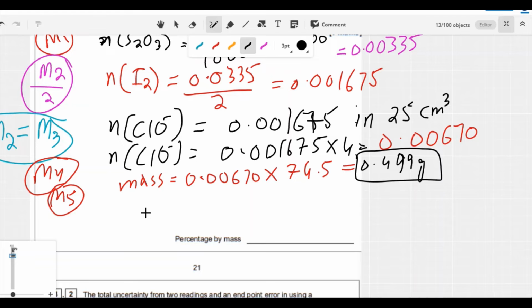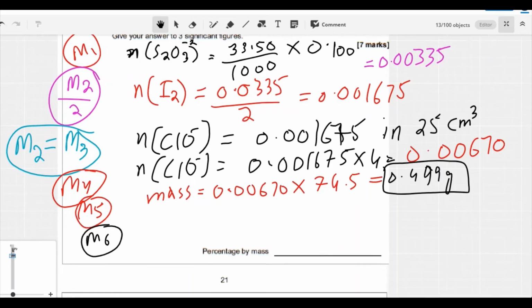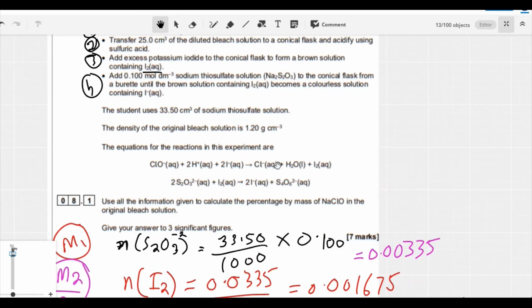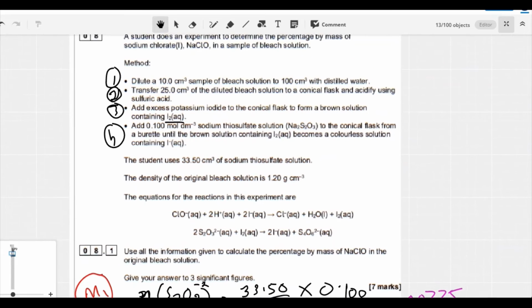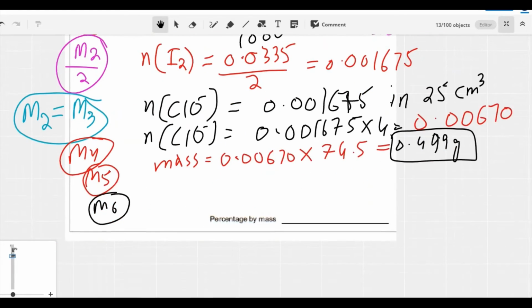Okay, now we have to find the percentage by mass of the sodium chlorate in the total mass of the bleach. So now we have to find the mass of the bleach, M6, mass of bleach. Here you can see the density is given and the volume is also given, that is 10 centimeter cube. So it means we can easily find out the mass.